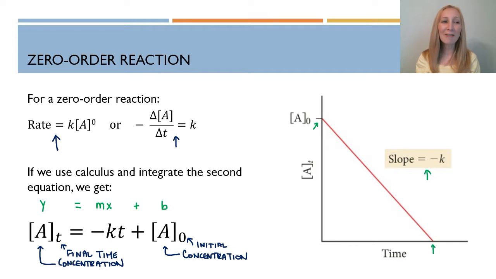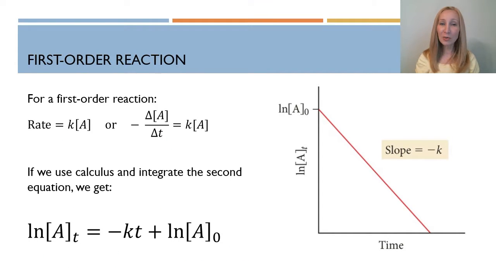Now, what if we have a first order reaction? A first order reaction has the rate law of rate equals k times concentration. And if we substitute in the definition of rate, we get the change in concentration over the change in time. And there's a negative in front of that because we're talking about reactants, not products.